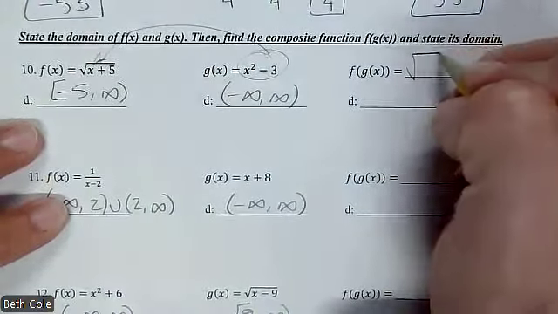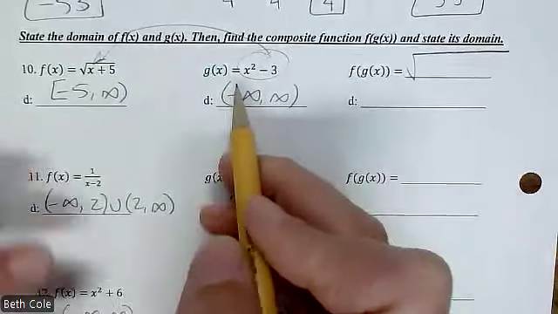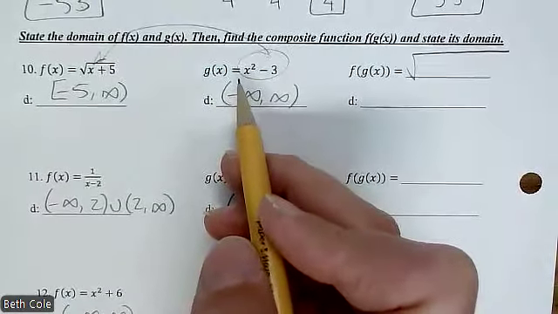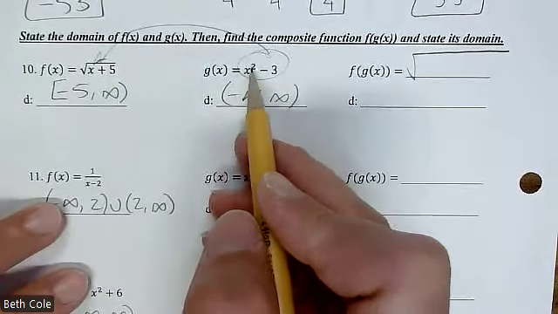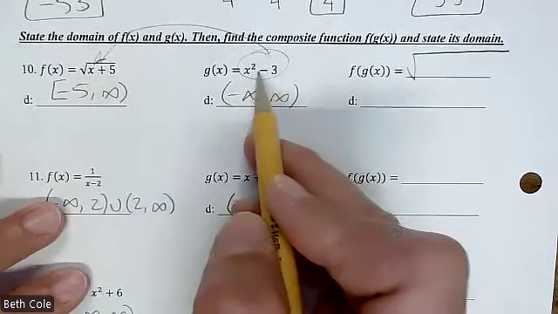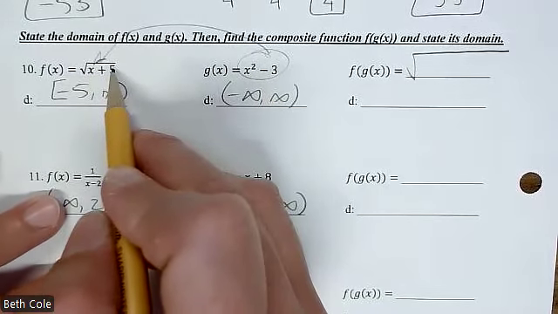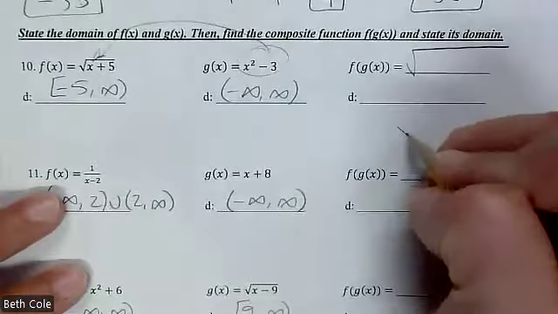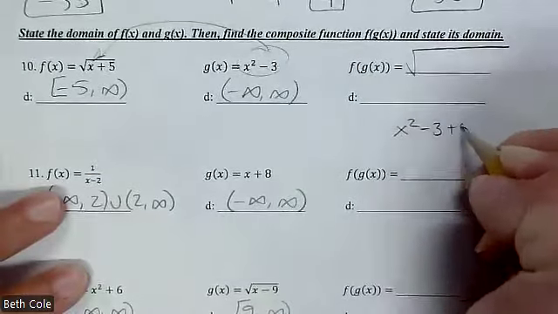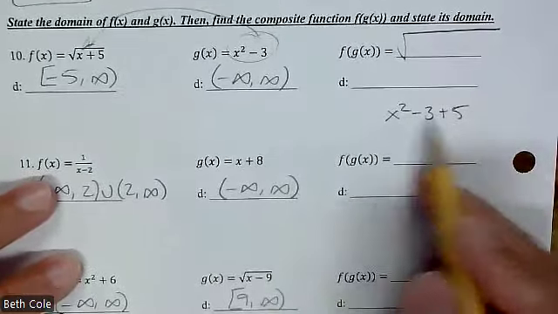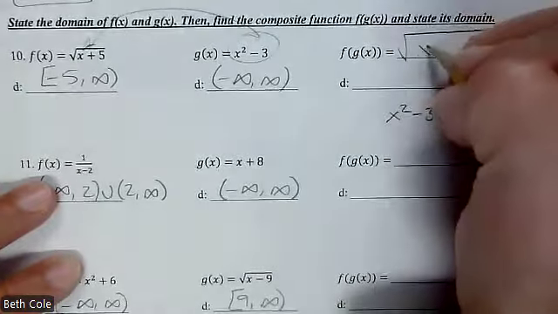So it's going to be a big old square root. Underneath, I'm going to kind of talk you through this because we don't have a lot of space. Underneath of it, you would have x squared minus 3 plus 5. Here, I'll show you what it would look like. It would be x squared minus 3 plus 5. What is that going to be? X squared plus 2.